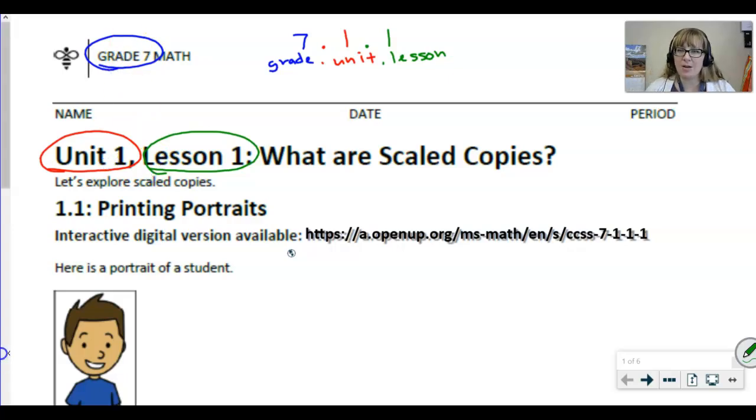And what we're going to be talking about today is: what are scaled copies? That's a question because throughout the whole lesson we're going to be referencing that question and seeing if we can answer it and figure out what are scaled copies.